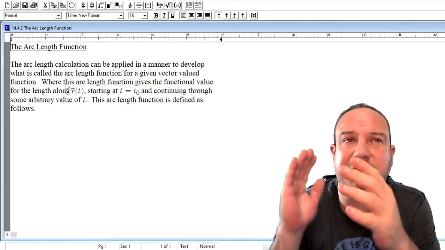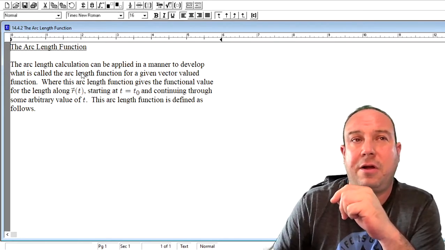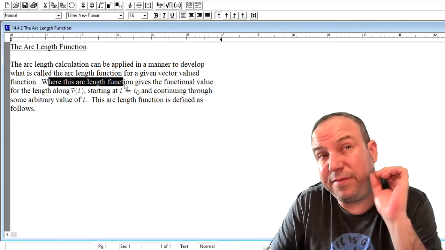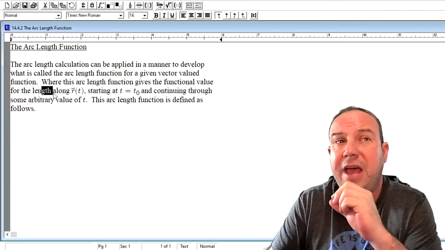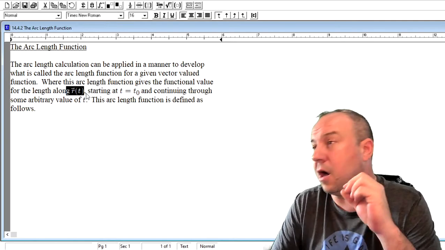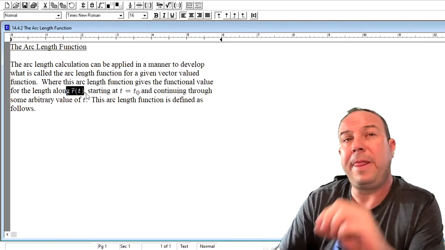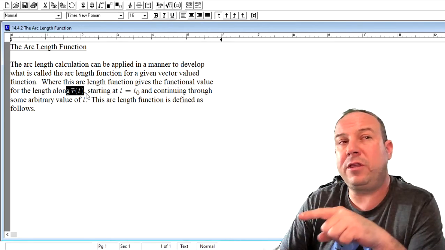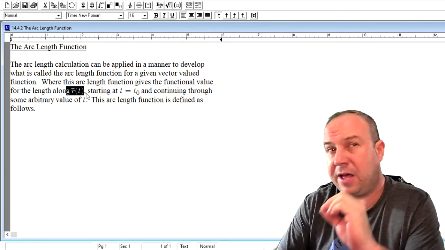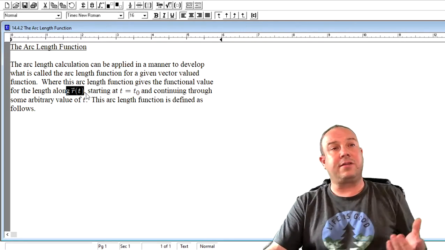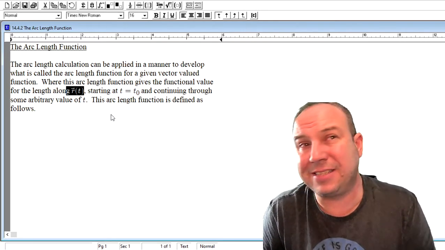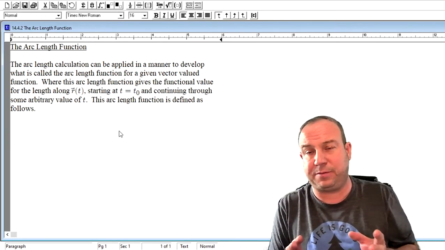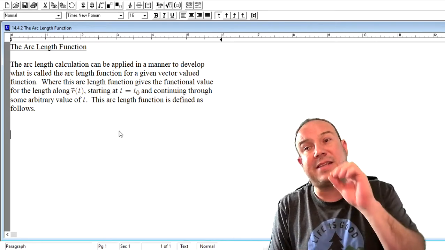the arc length calculation can be applied in a manner to develop what is called the arc length function for a given vector valued function, where this arc length function gives the functional value for length along a value of r bar of t, starting at a value of t equal to 0 and continuing through some arbitrary value of t, right? This arc length function is defined as follows. It is this description of length that behaves like a function. It is a functional value.